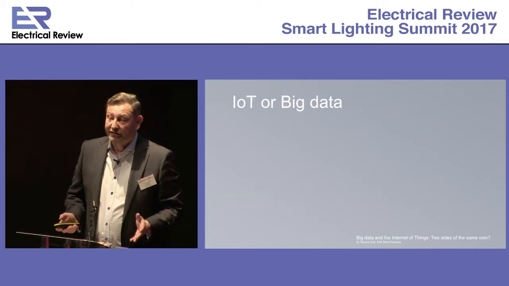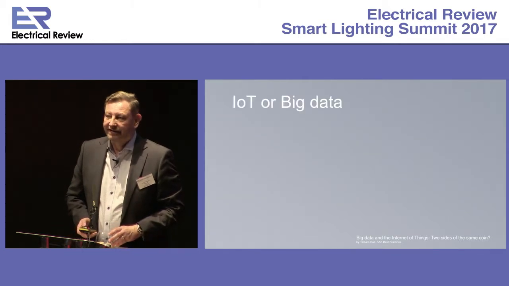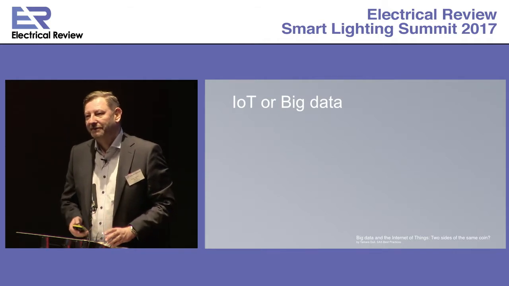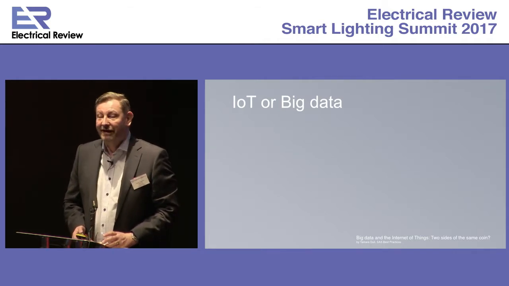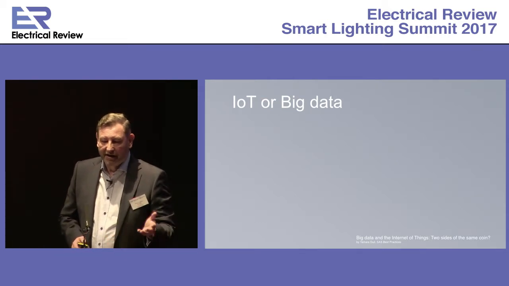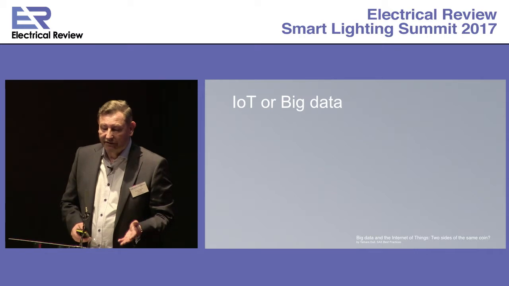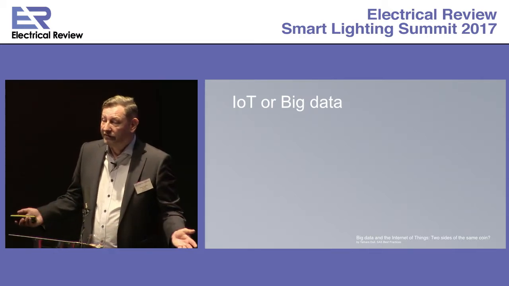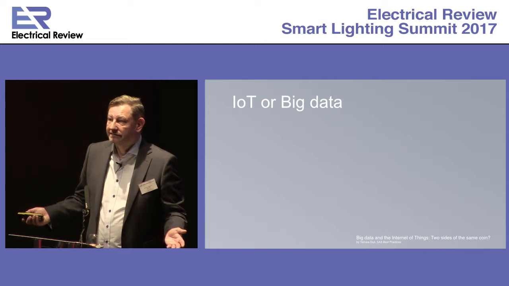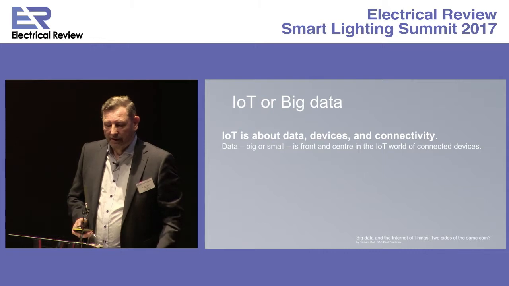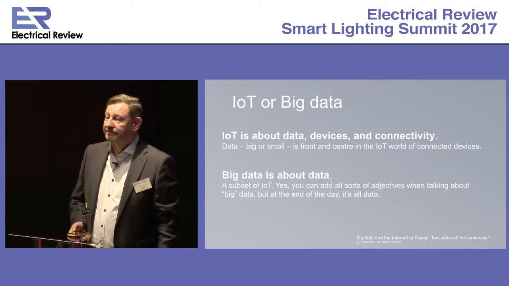There's a lot of confusion over tech. And if I'm a tech guy, I use it to confuse you because it makes me appear smarter than you. And in reality, I'm not smarter than you. Okay, IoT is about data, devices, and connectivity, which is what we've been doing for donkey's years with lighting control systems. It's no different. It's just different protocols. And data is about data. It's as simple as that.